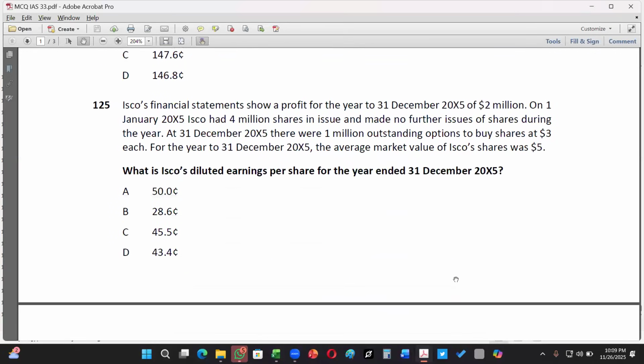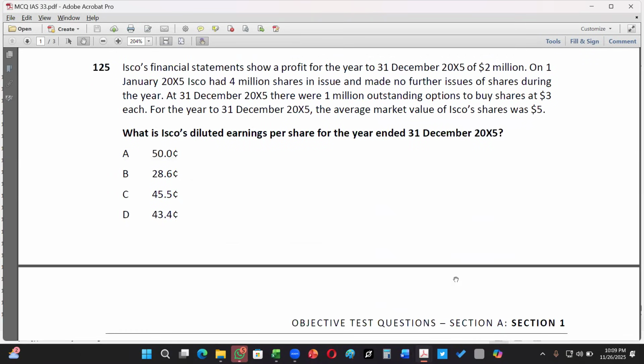Okay, this is the last case, the second case for diluted EPS. Let's understand this one. What is ISCO's diluted earnings per share for the year ended 31st of December 2025? So we're looking at the diluted EPS. ISCO's financial statements show a profit for the year to 31st of December 2025 of 2 million. In this case, we're not going to change it. Whenever there are share options, there is no change in the earnings. So that is good news. No real workings here.